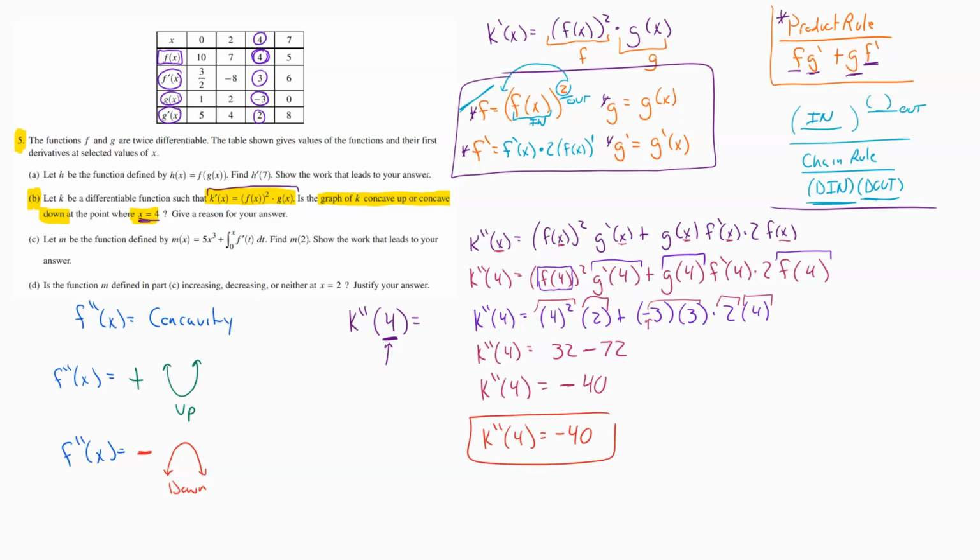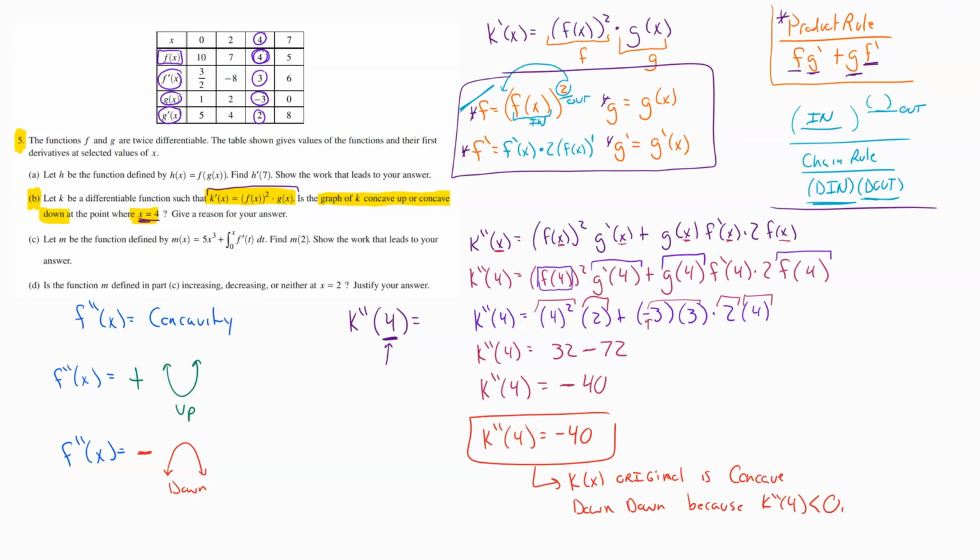And this tells us now that k of x, the original function, is concave down like a frown because k double prime of 4 is less than 0.